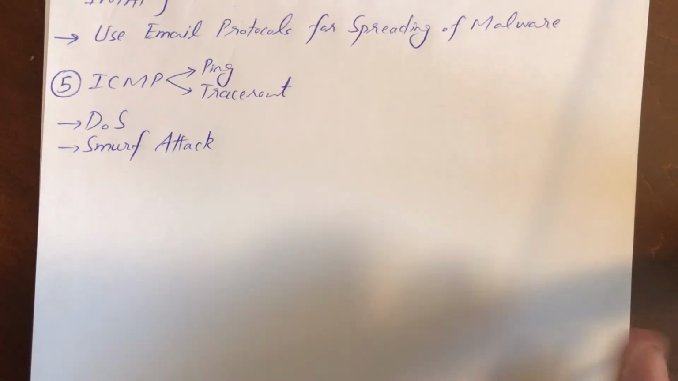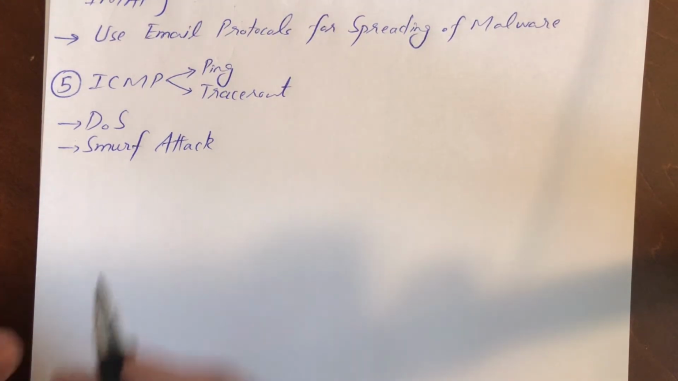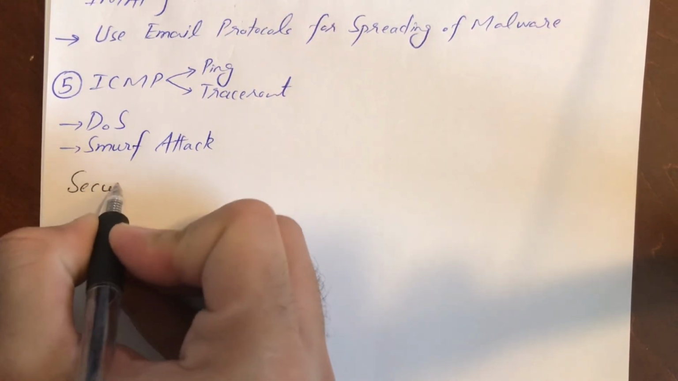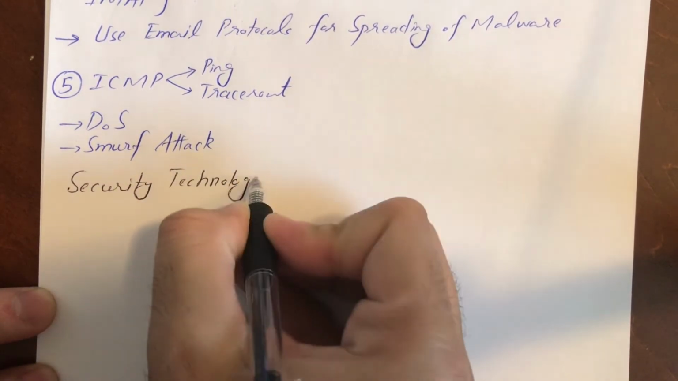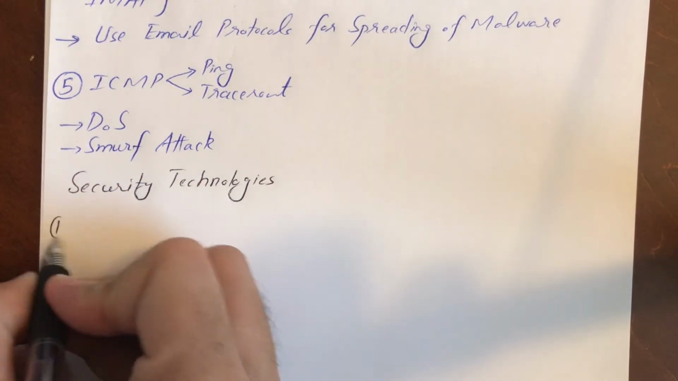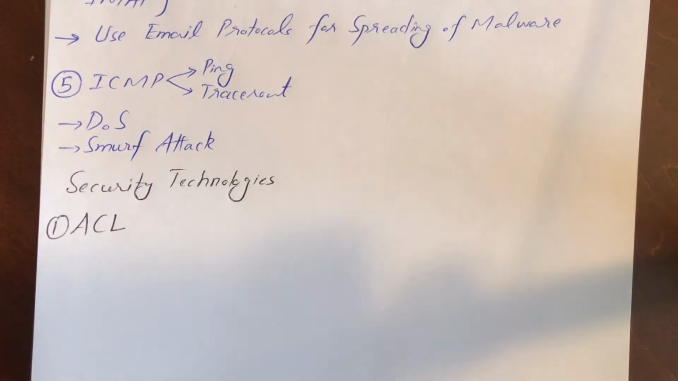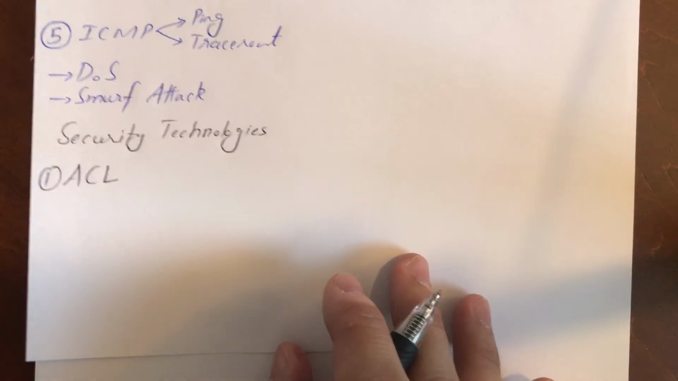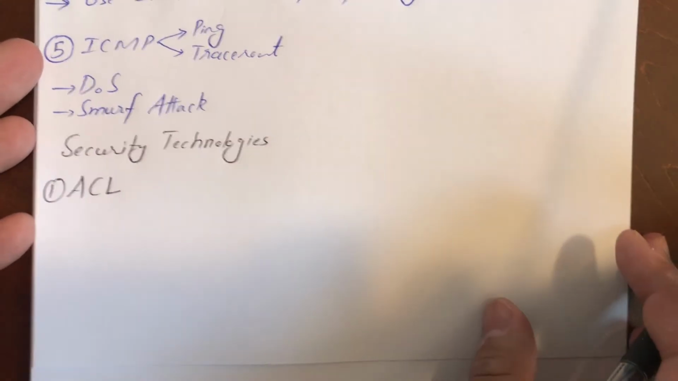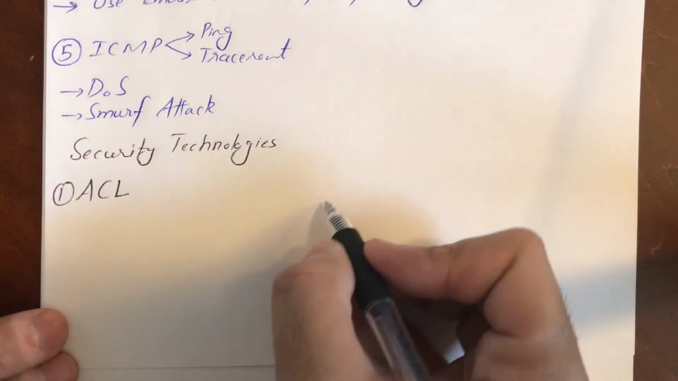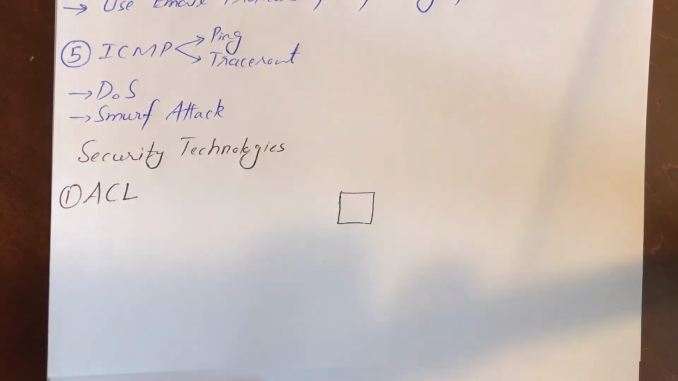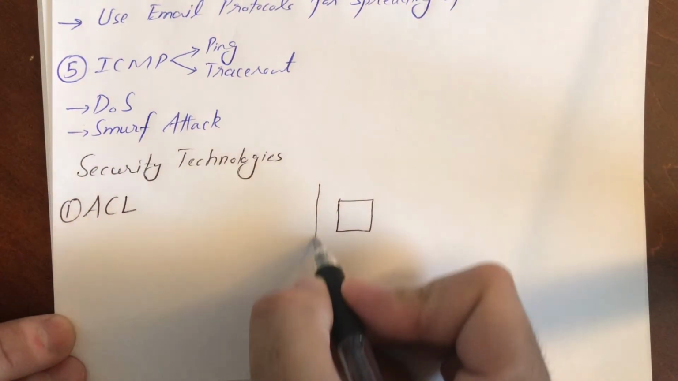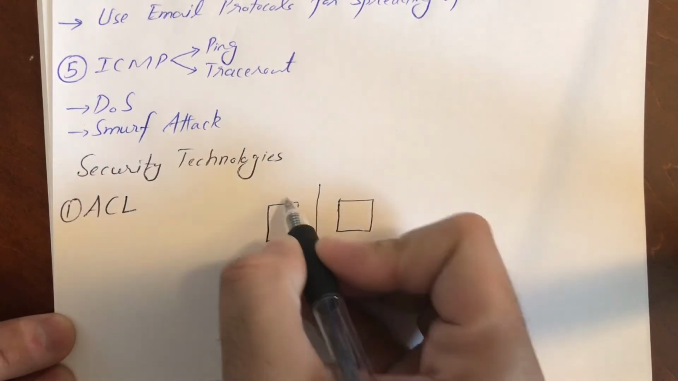Next is basically the security tools, security technologies. One of the security technologies is the access control list, ACL. And if you guys remember, ACL is very simple to understand. In an access control list, what exactly happens? Let's say this is my main server, and I just want to control the access of this particular server. I just want only legitimate people to access this. What we can do is maintain an access control list here.